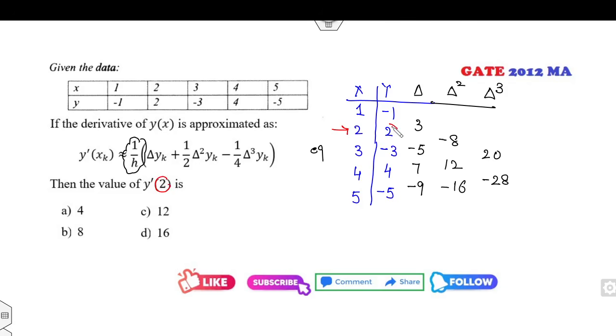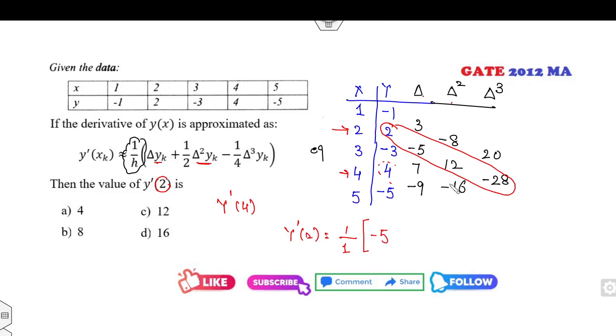Then instead of taking the first line, you have to think about the second line. Fine. If they are talking about the y dash at the point 4, what is the value of the 4? This number. Then you have to take this line. Now, what is the y dash of 2? What is the h? What is the common difference? 1. What is the del? This number, the answer is -5.